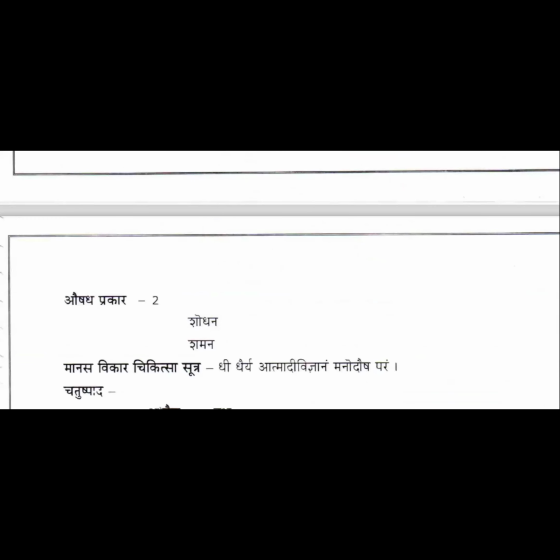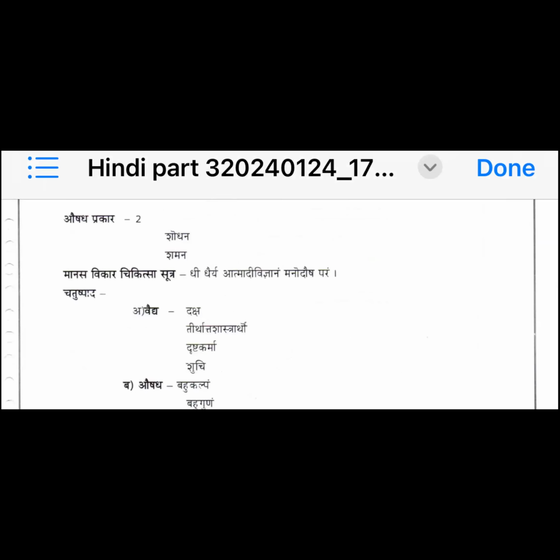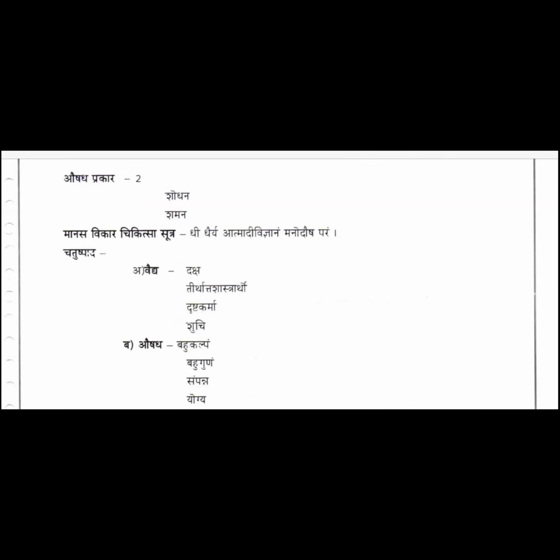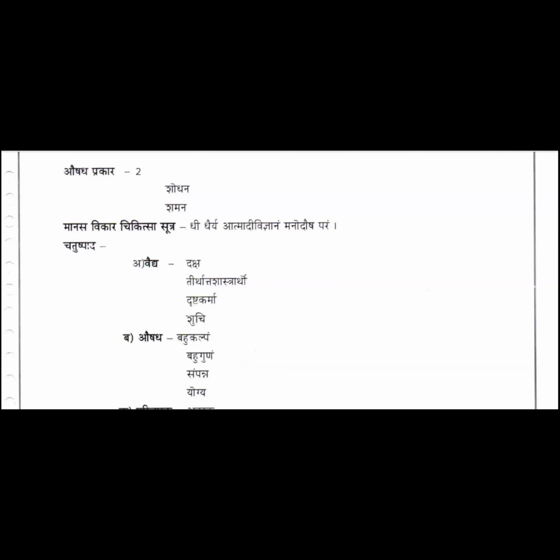Next, coming to Aushadha. So Aushadha is of 2 types, Shodhana and Shamana. Right? And here the reference of Manasa Vikara Chikitsa Sutra, he says. That is Dhidhairyatmadi Vijnanam Manodosha Aushadham Param. Okay, Dhi, Dhairya, Atmadi Vijnanam, these 3 concepts he says. That is the Chikitsa Sutra of Manasa Vikaras.